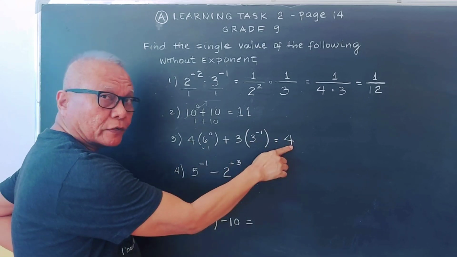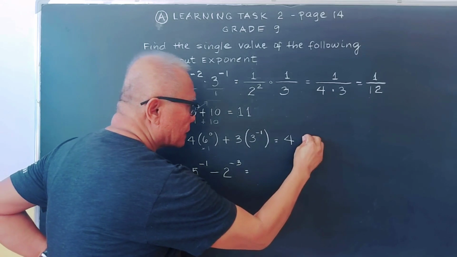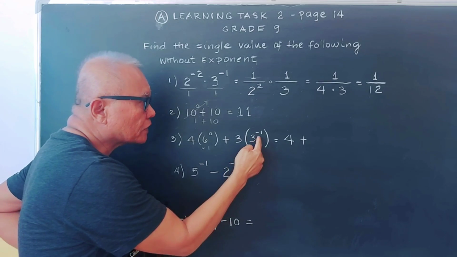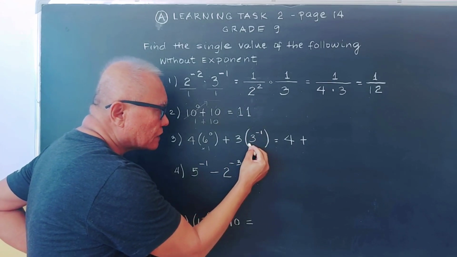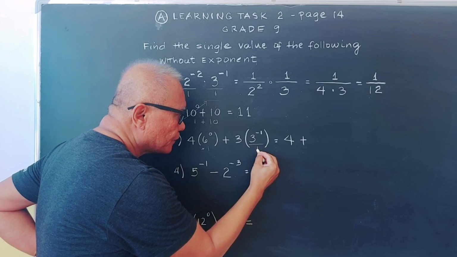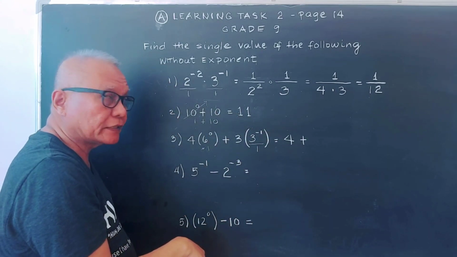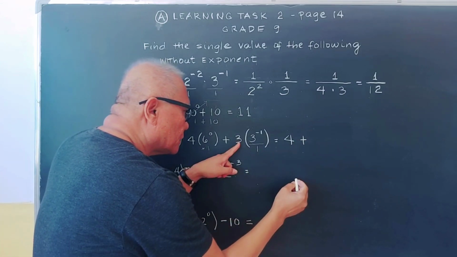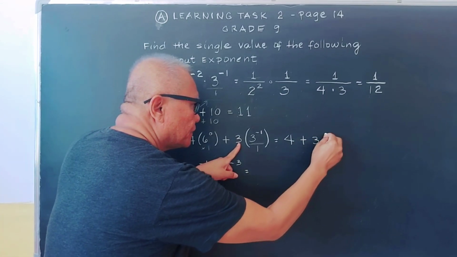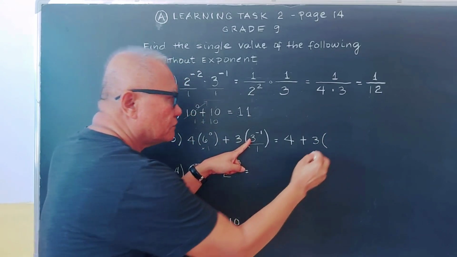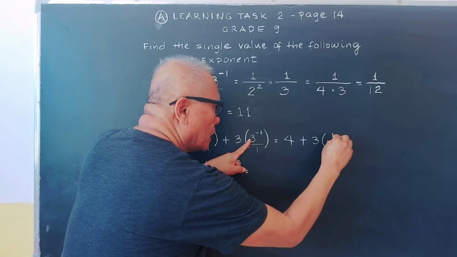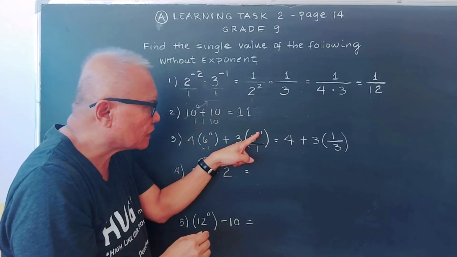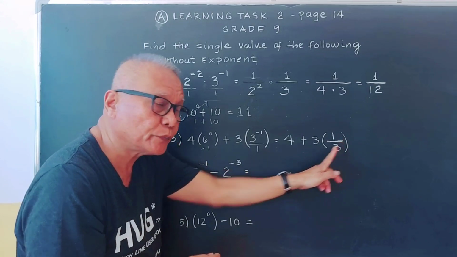4 times 1, 4. Plus, may plus tayo. 3 times 3 to the negative 1. So, anong gagawin natin sa 3 to the negative 1? Ibababa natin. Okay? So, plus, ito ay 3 pa rin. And then, yung 3 to the negative 1 magiging 1/3 to the first. Negative 1, positive 1 doon.